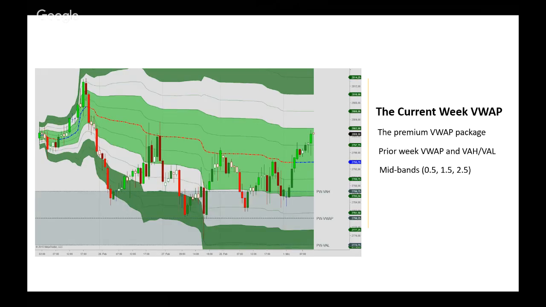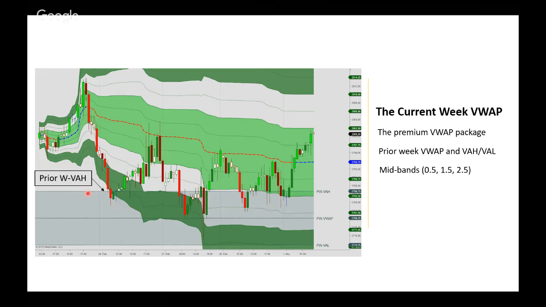We often get questions on the differences between the VWAPs that are available from our library and those that we offer in our premium VWAP package. So I'll just take this opportunity here today to talk a little bit more about that. The premium weekly VWAP also shows the prior week value area. So we have a test of the value area high from the prior week here.